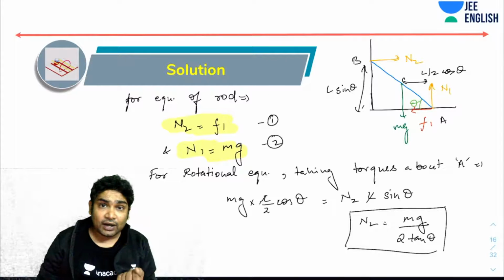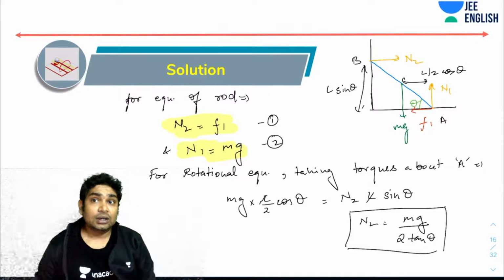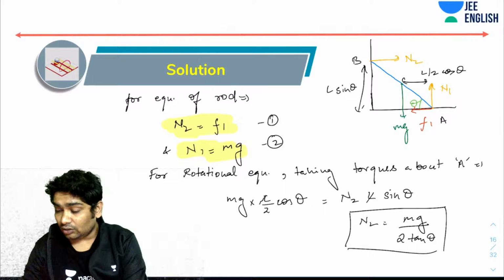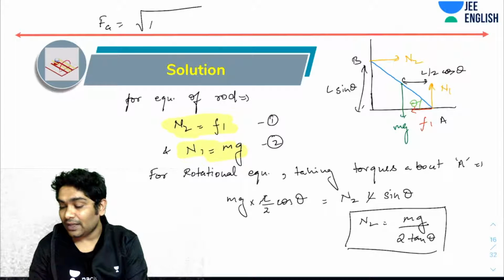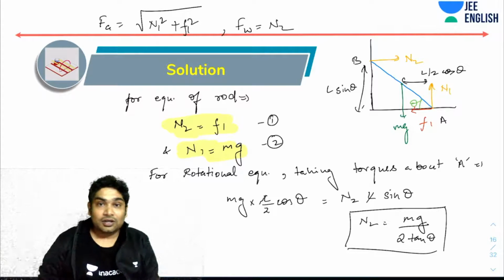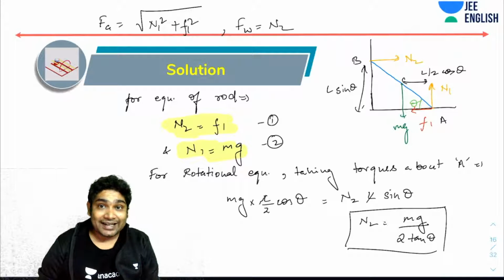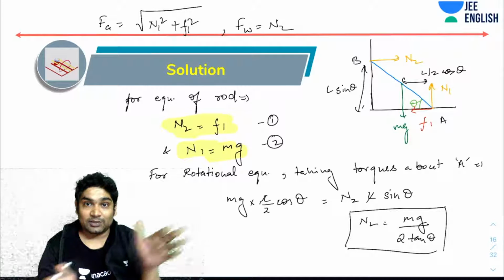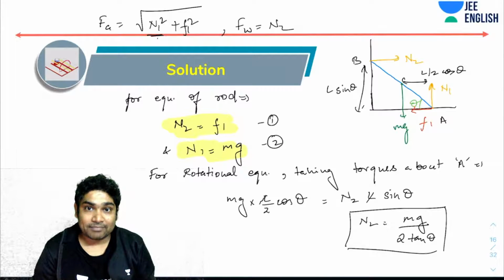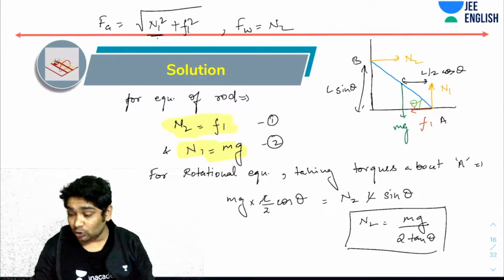So what is the net contact force from the ground? Net contact force from the ground is F from ground, which is root of N1 square plus F1 square, and F from wall is simply N2. So first of all, what you need to realize is since N1 does not change, even if the rod expands or does whatever it does, because this is a smooth wall.